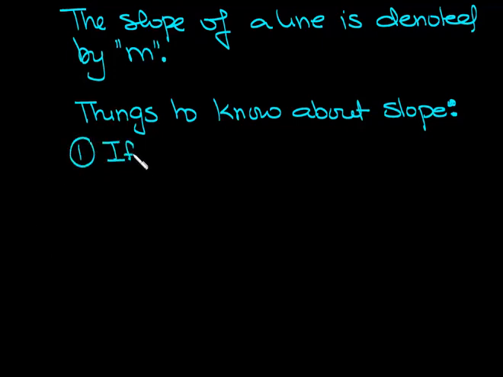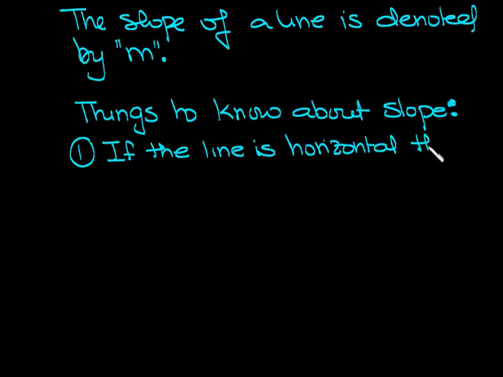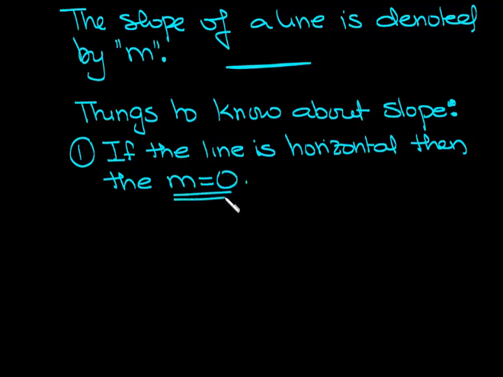If the line is horizontal, then the slope is what? What did I just tell you? The slope is going to be 0, because if the line is horizontal, it's flat, it has no steepness. So then the slope m is 0. Okay, so that's the first thing you need to know about the slope of a line.